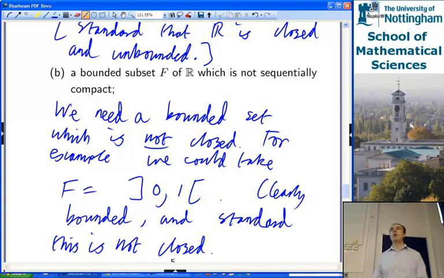We know all about intervals. We know all about bounded intervals. We know which ones are closed. We know which ones are open. We can just look at it and say, this is a standard bounded interval in the real line, and we know this one's not one of the closed ones. Okay? So that does that.